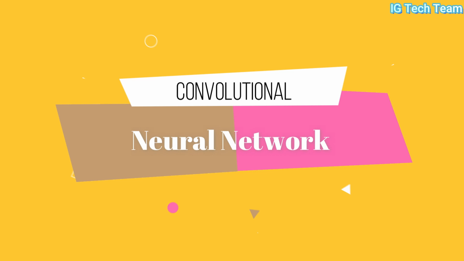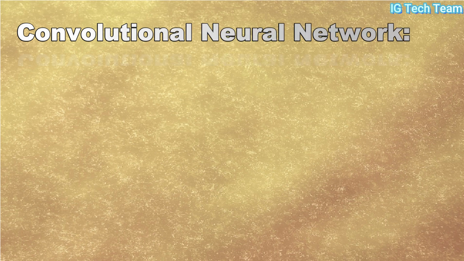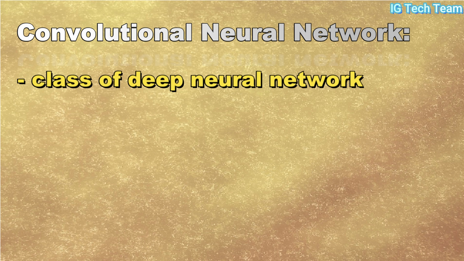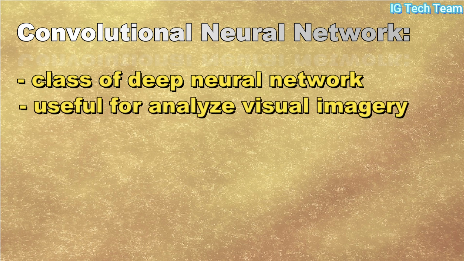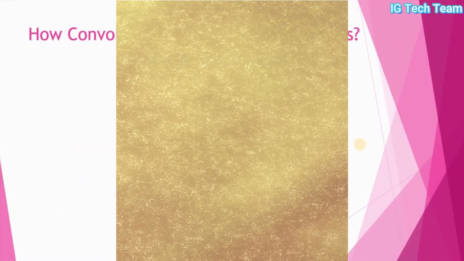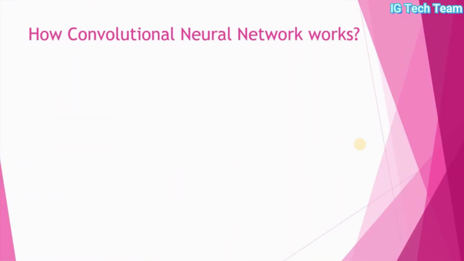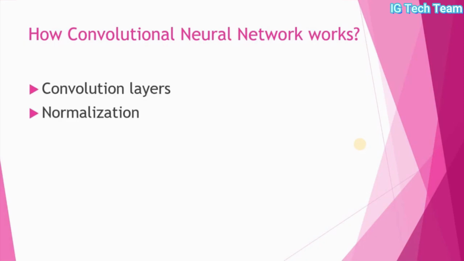So, let's begin. Convolutional neural network, CNN, is a class of deep neural network, most commonly applied to analyze visual imagery. We call it convolution because in this, we multiply each pixel value by weights and sum them. In CNN, we have 4 steps: convolution layer, normalization, pooling and fully connected.